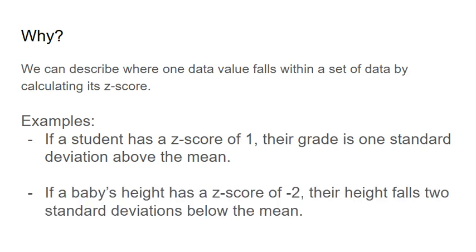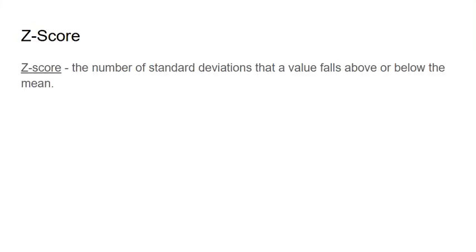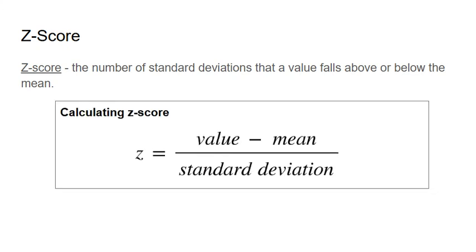If a baby's height has a z-score of -2, then their height falls two standard deviations below the mean of other babies their age. We define z-score formally as the number of standard deviations that a value falls above or below the mean, and it can be calculated using this formula.